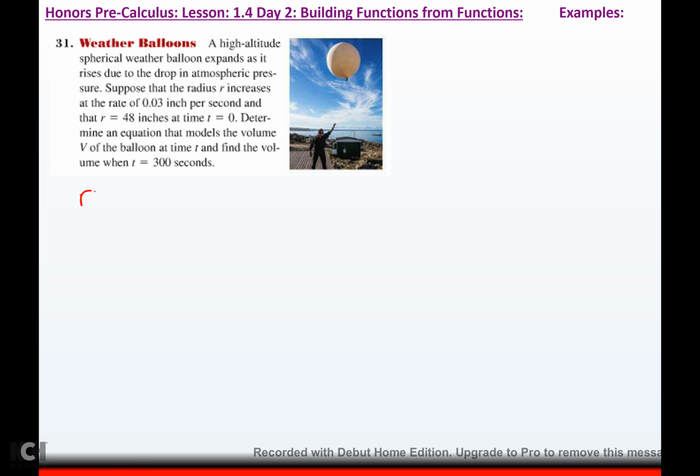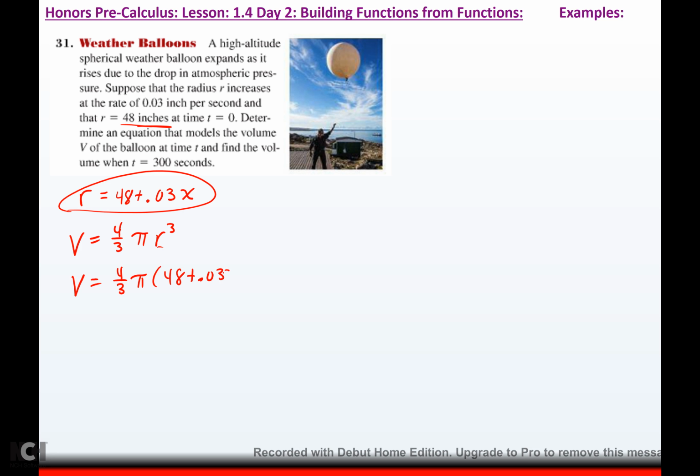Well, what it says is your r is increasing at 0.03 inches per second. But it's not just that, because it's telling me that it started at 48. So it's 48 plus 0.03x. My volume equation is 4/3 pi r cubed. You just need to memorize that one. I'm not going to do like the last one. They went through all the trouble to get r alone and all of that stuff. I'm not going to bother doing that. It's asking me, my radius, remember, is this. So if I just replace r with that, I'm going to have v equals 4/3 pi times 48 plus 0.03x cubed.